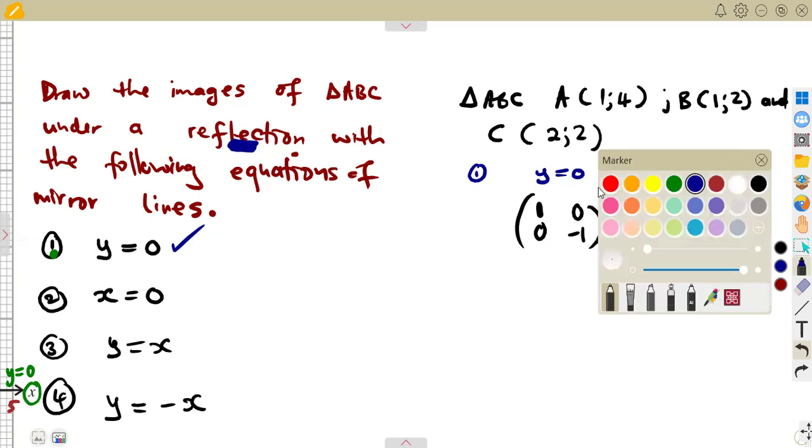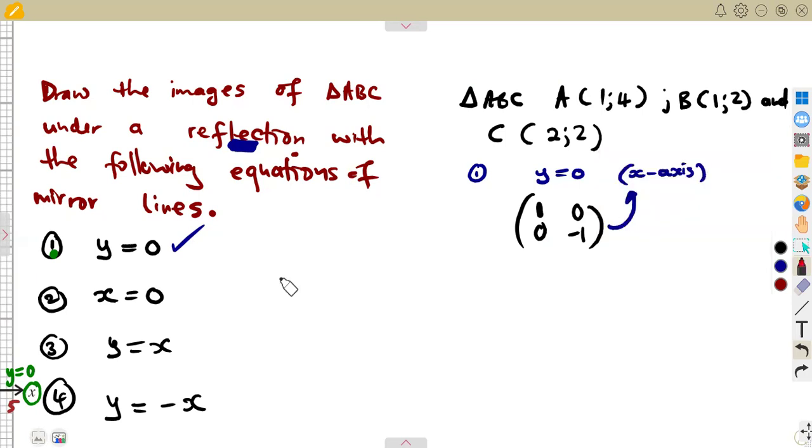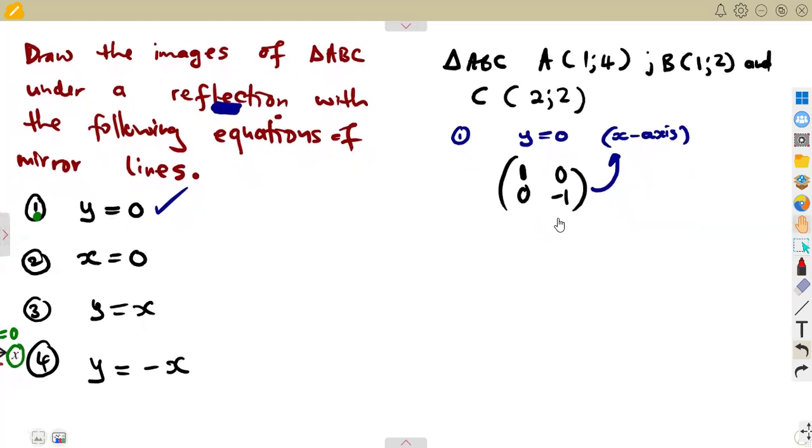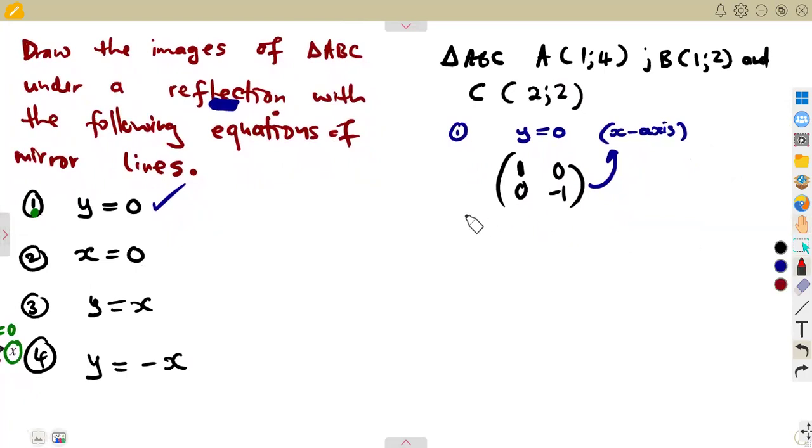It's a reflection. Then you ask yourself, is there a center under a reflection? No, there's no center. We do not have a center. So if we do not have a center, it means straightforward, our formula can be used. Matrix times object always must give us the image. What we want is the image. You have the coordinates of the object. These are the coordinates of the object.